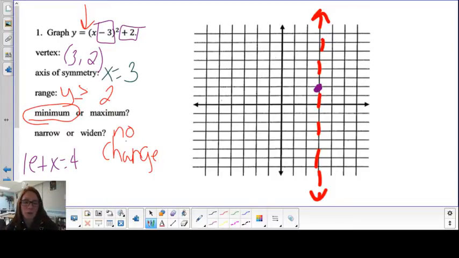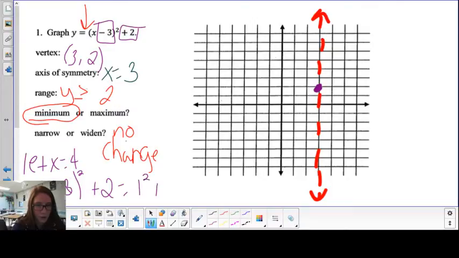When I do that, I'm going to plug that 4 back into the original problem to solve. So I'm going to have 4 minus 3 squared plus 2. Now 4 minus 3 is 1.